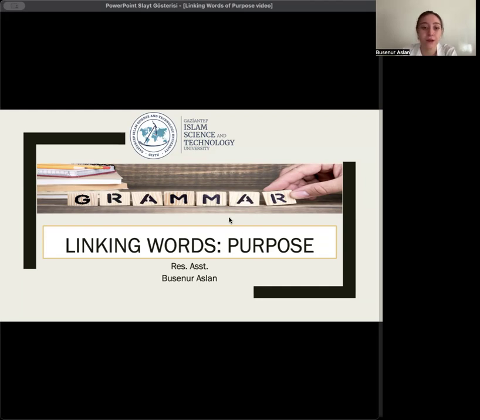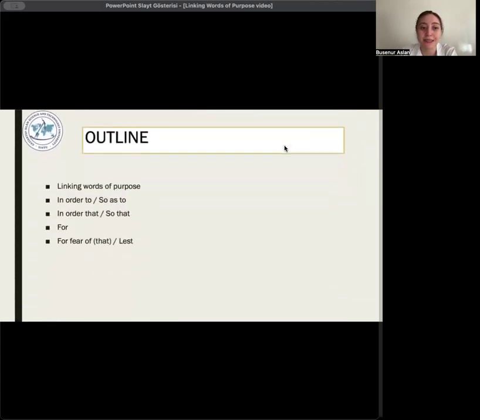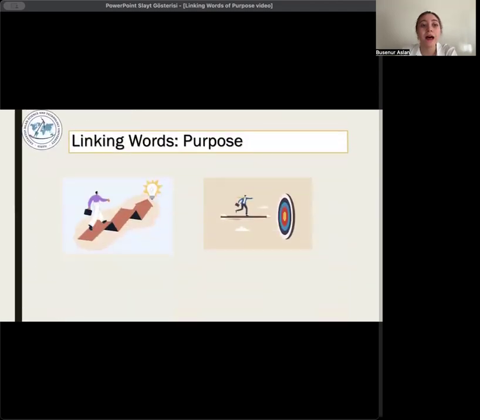Let's look at the outline of my slideshow. I will tell you linking words of purpose, such as in order to, so as to, in order that, so that, for fear of, that, and lest. And let's look at the meaning of linking words of purpose.